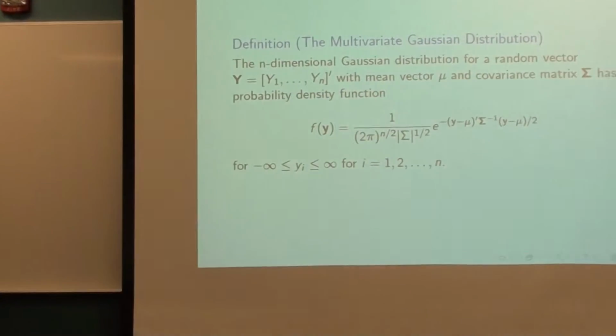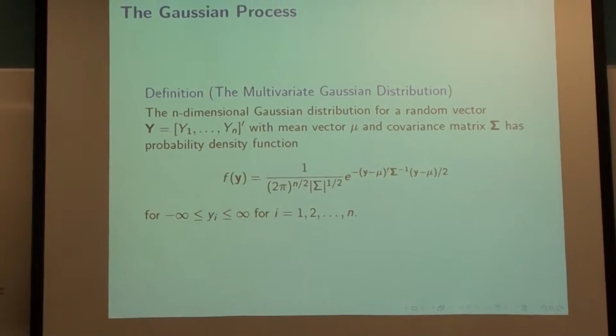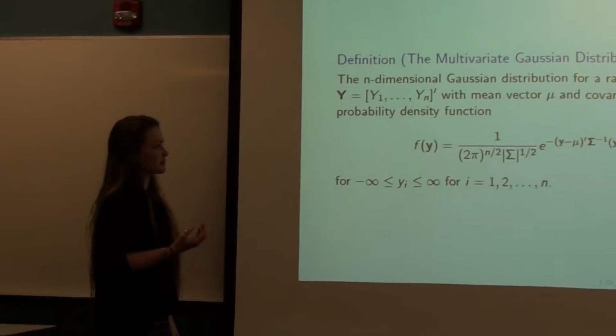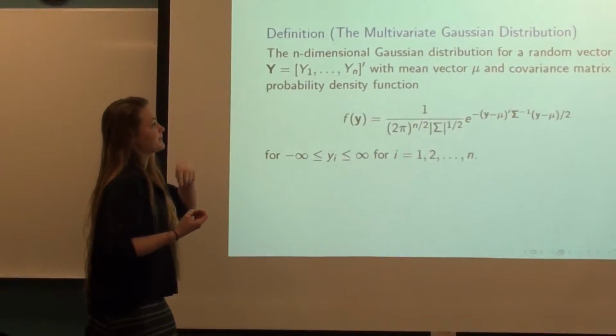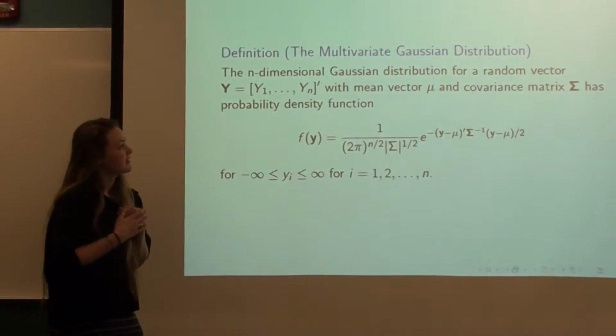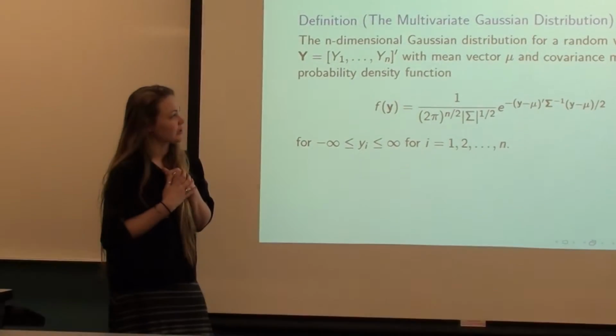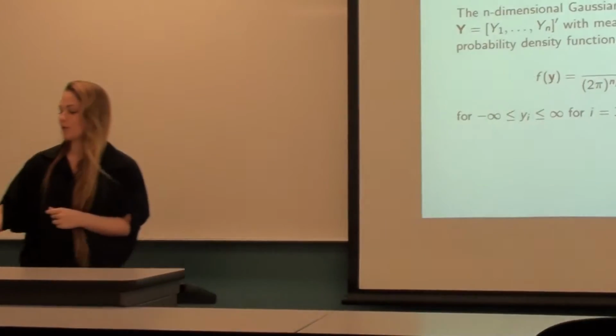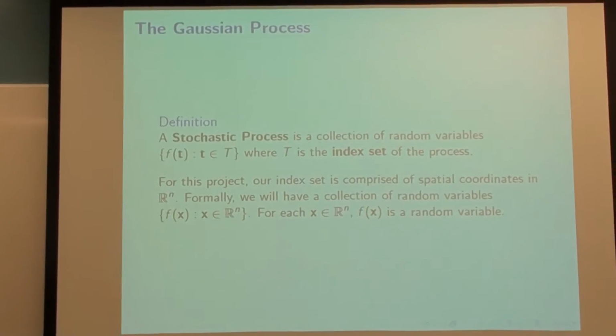All right, so just a little bit of background before I go into the definition of a Gaussian process. So the multivariate Gaussian distribution: if you have a random vector with a mean vector of mu and a covariance matrix of sigma, this is the probability density function. Hopefully everyone has seen that before.